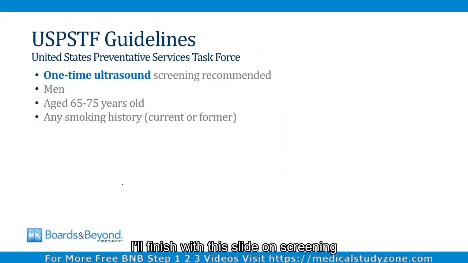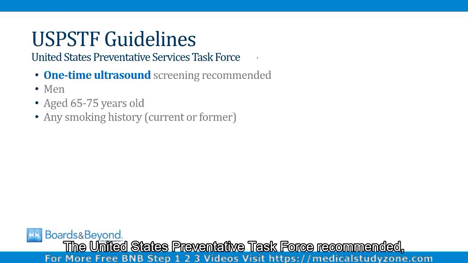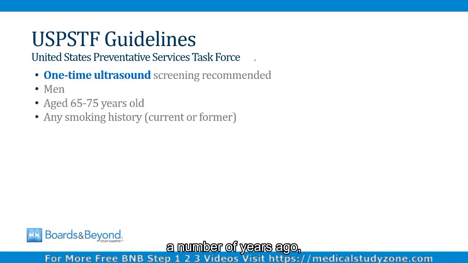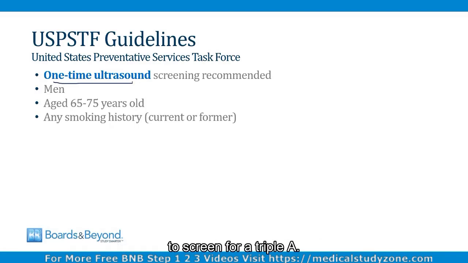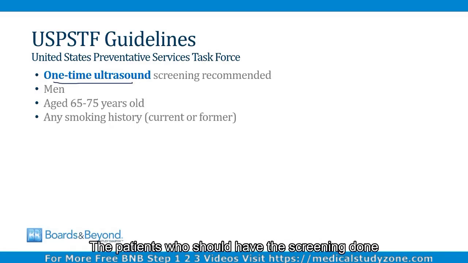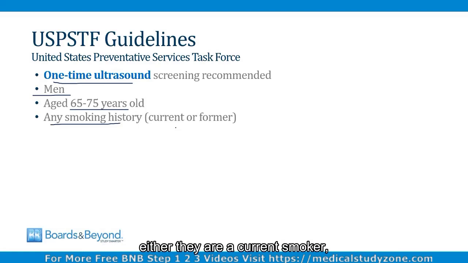I'll finish with this slide on screening for abdominal aortic aneurysms. This is super high yield for board exams. It comes up on the STEP exams, the medicine exams, and even the cardiology exams. The United States Preventive Services Task Force recommended a number of years ago that certain patients have a one-time ultrasound to screen for a AAA. The patients who should have this screening done are men aged 65 to 75 who have any smoking history. Either they are a current smoker or they used to smoke and quit.